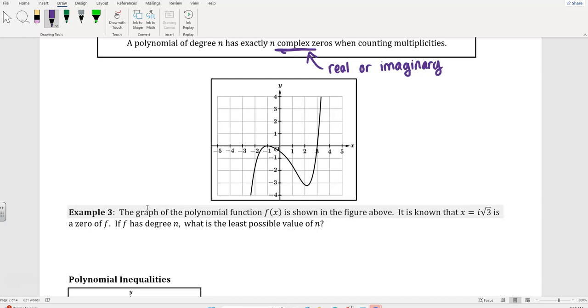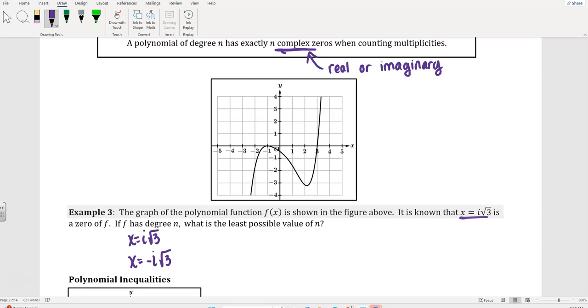For example, 3. The graph of the polynomial function f is shown in the figure above. It is known that x equals i square root of 3 is a zero of f. If f has degree n, what is the least possible value of n? Okay, so they gave me a complex zero. So I know x equals i square root of 3 is a zero. That also means x equals negative i square root of 3 has to be a zero as well, because complex zeros always come in conjugate pairs.